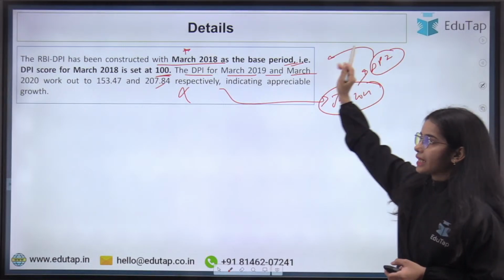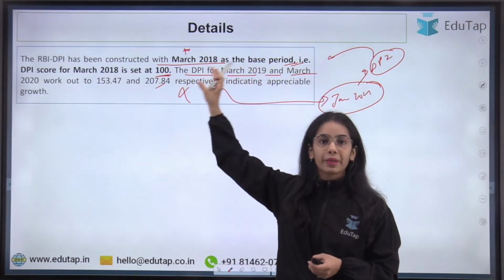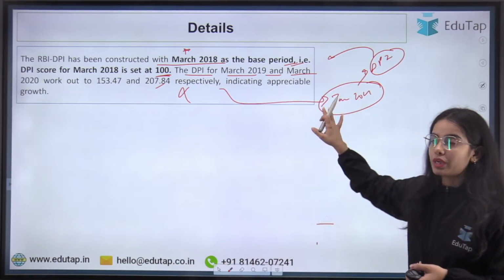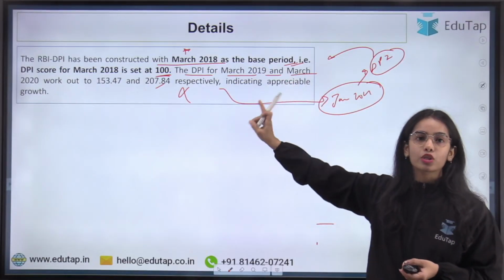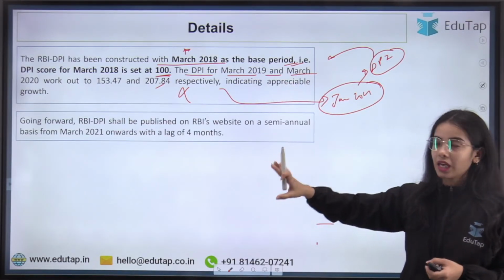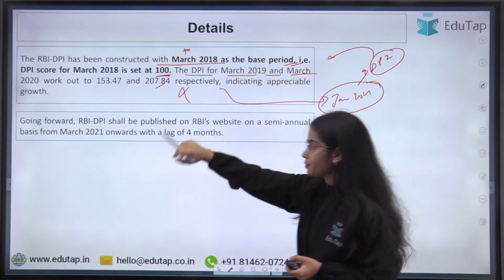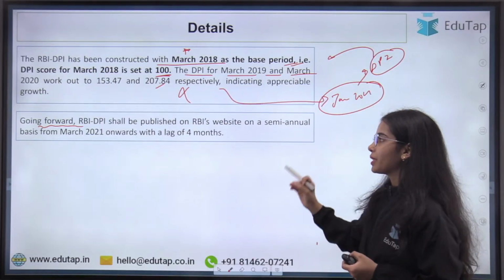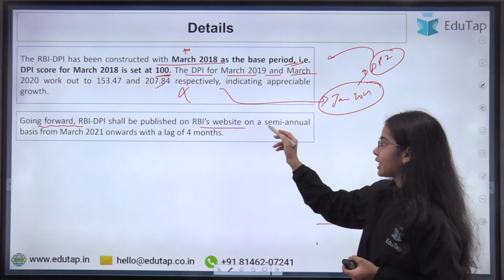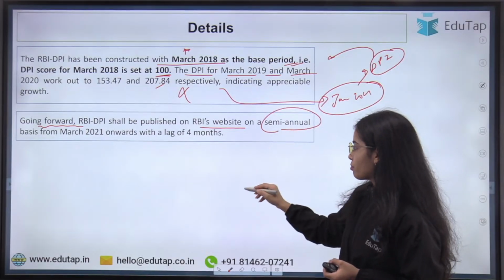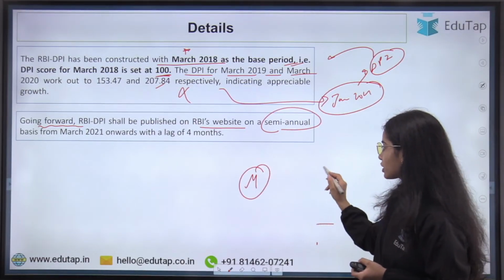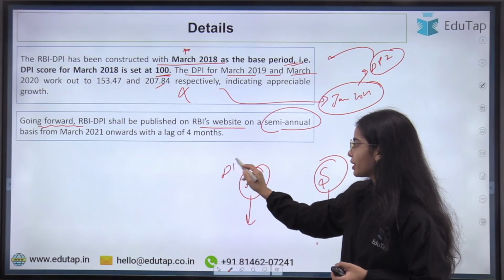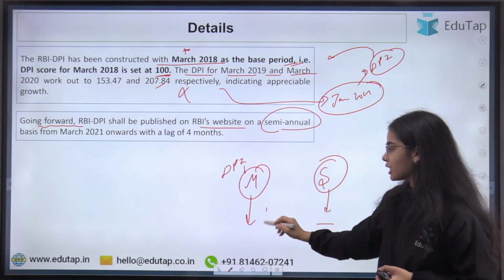announced, it was said that March 2018 is the base period whose value is 100, and at that moment only, in January 2021, March 2019 and March 2020 data was also released for the digital payment index, compared to March 2018. Now going forward, it was said in January 2021 that the RBI DPI shall be published on RBI's website on a semi-annual basis, for March and for September, and the digital payment index for the March month will be released with a lag of 4 months.